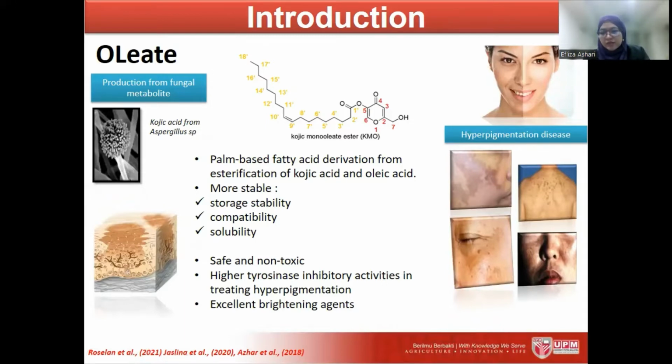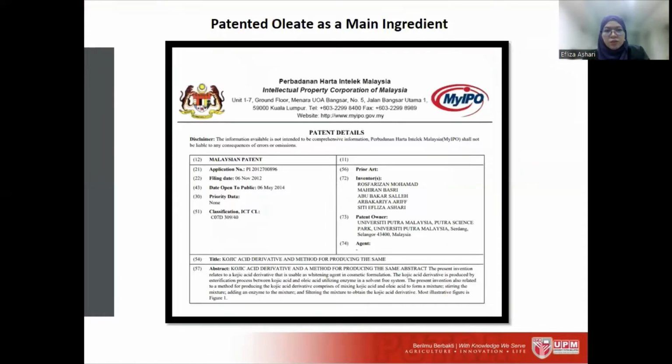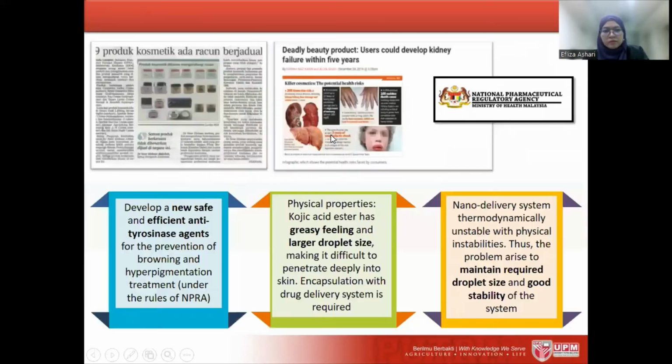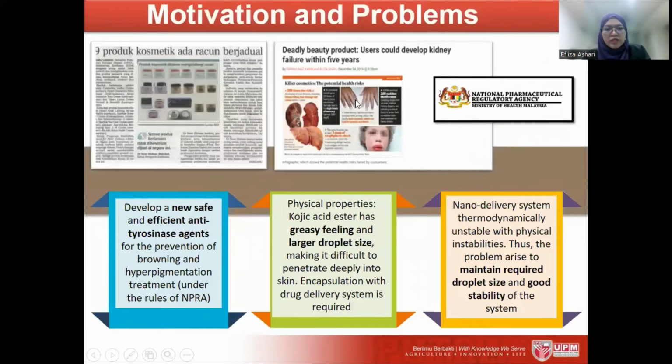As you can see here, this is the picture for hyperpigmentation disease such as melanin formation and so on. This kojic mono-oleate ester is also an excellent brightening agent. We managed to get this Oleate patented by Perbadanan Harta Intelek Malaysia. Alhamdulillah.